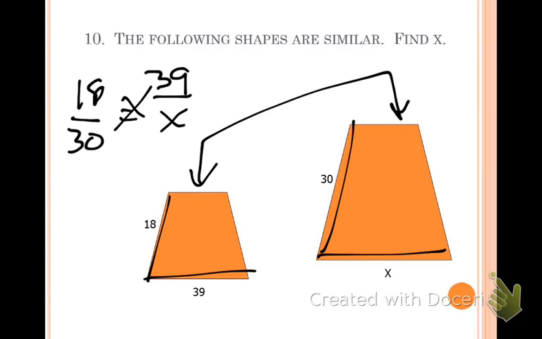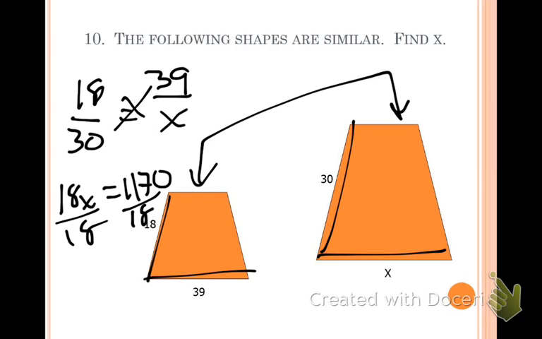So now we're going to just cross multiply and solve. Those of you that did it differently, when you cross multiply, you're going to end up with the same equation. 18x equals 1170. Then divide by 18, and x is 65. So then the base length of the bigger shape, what would probably be a trapezoid, is 65. Okay? Issues, questions there? Okay.